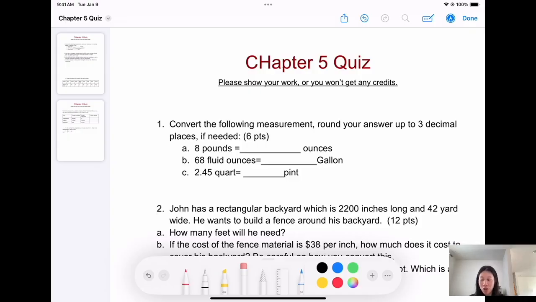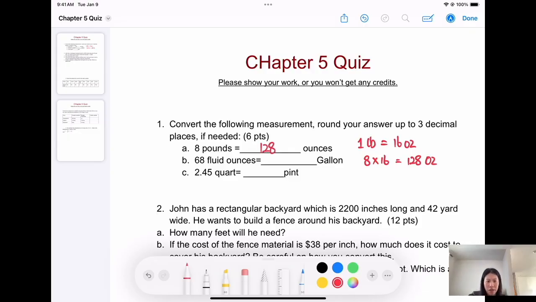So the first thing we need to know is how many pounds equals how many ounces. 1 pound equals 16 ounces. So now we have 8 pounds. This is from a big unit converted to a smaller unit, so that's why we need to use multiplication. The first way to do it is 8 times 16 equals 128 ounces. That will be your answer.